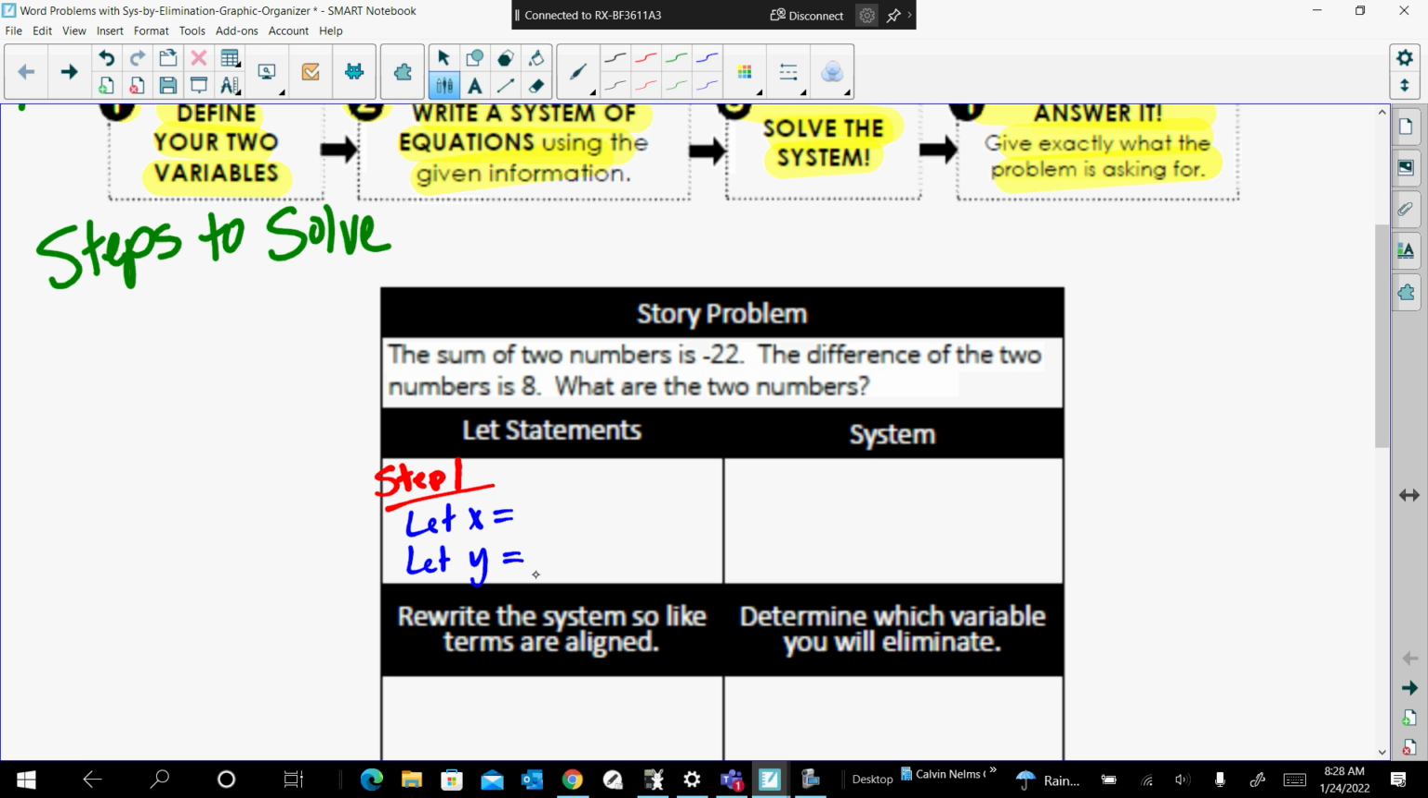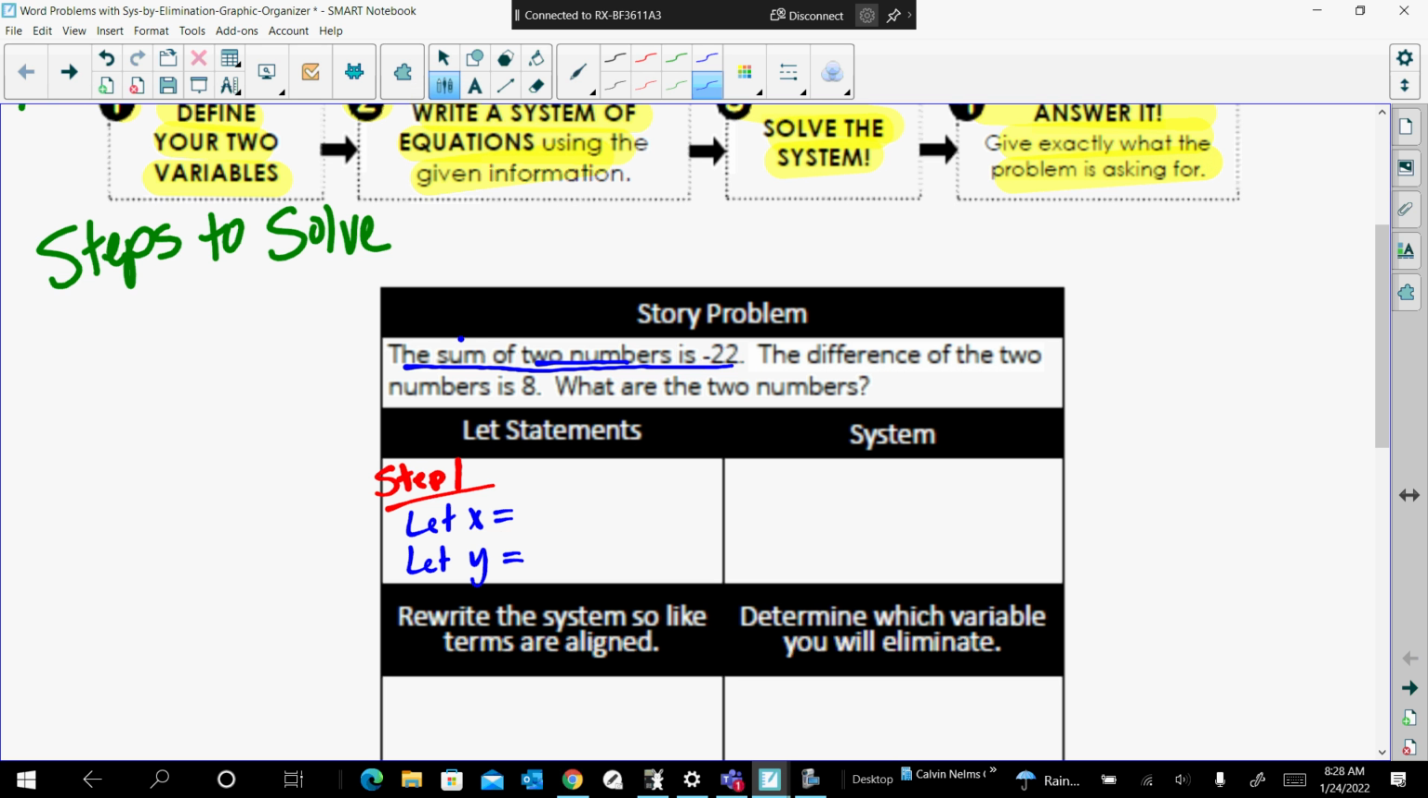Because we're talking about the sum of two numbers, what can I let x be? If the given information is talking about the sum of two numbers, what could I let x be? What is this first sentence talking about? What's really the subject here? So, no, we got to define it. Let me help you out.